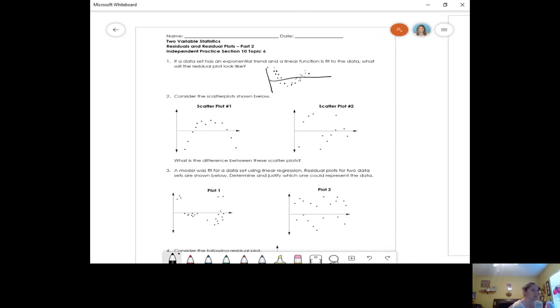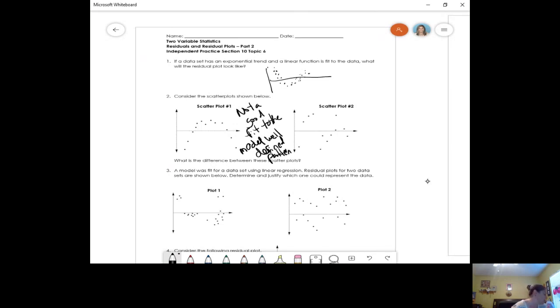All right, number 2, consider the scatter plot shown below. So what is the difference between these scatter plots? So scatter plot 1, okay, is not a good fit to the model, because we have a well-defined pattern.